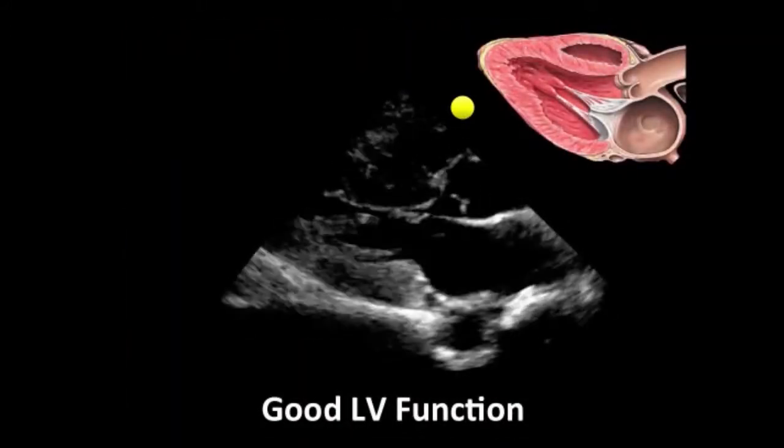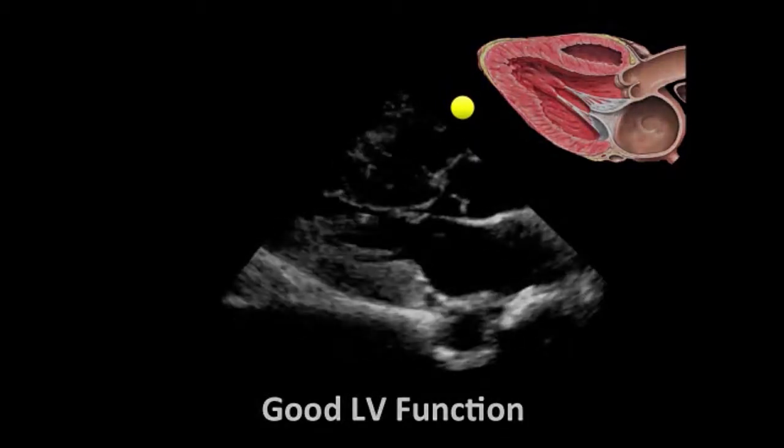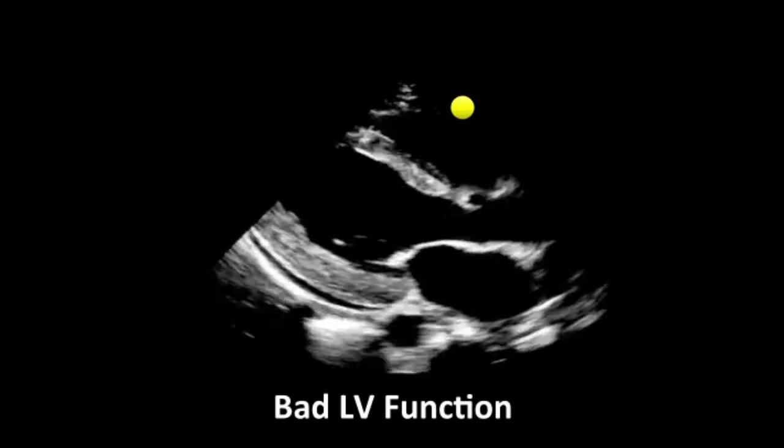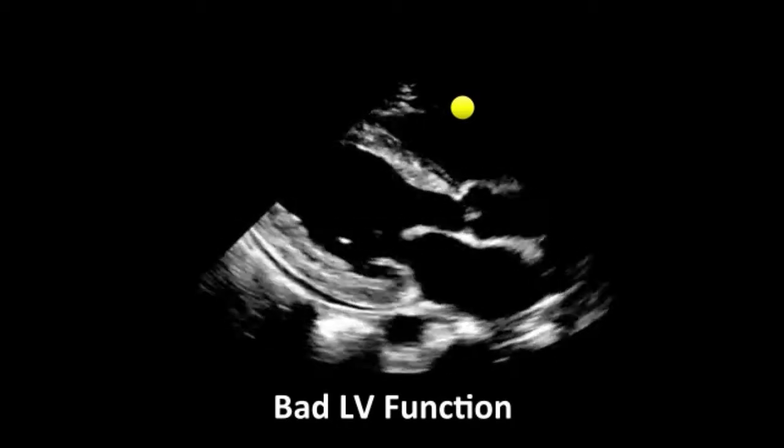This is how normal left ventricular function would look. And this is how bad left ventricular function would look. And we're going to be going over this during the seminar.